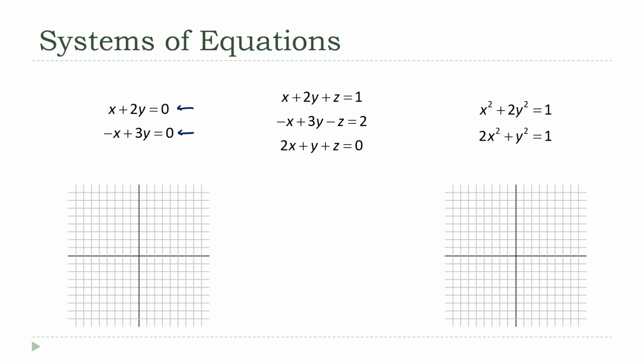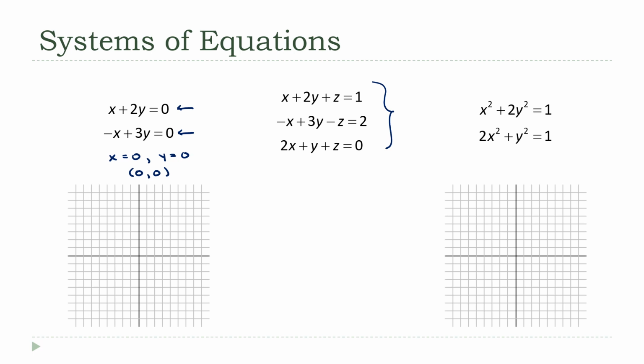Those values are x equals 0, y equals 0, or we usually give these as an ordered pair, or if we have more than two variables like we do over here, an ordered triple. That's the notation that we use here. So that's one way to look at this.